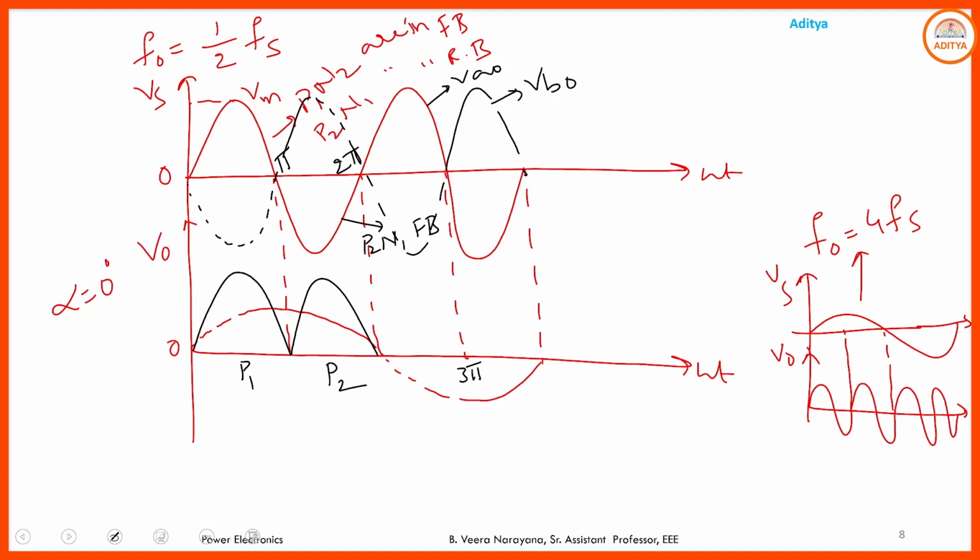And next, from 2 pi to 3 pi, here you have positive source voltage, but I want to collect the negative output voltage. So during the positive half cycle of the supply, P1 and N2 are in forward bias. Out of P1 and N2, if you want to collect the negative output voltage, you just provide the gate pulse to the negative group SCR, which is N2. So from 2 pi to 3 pi, N2 will be in the on state.